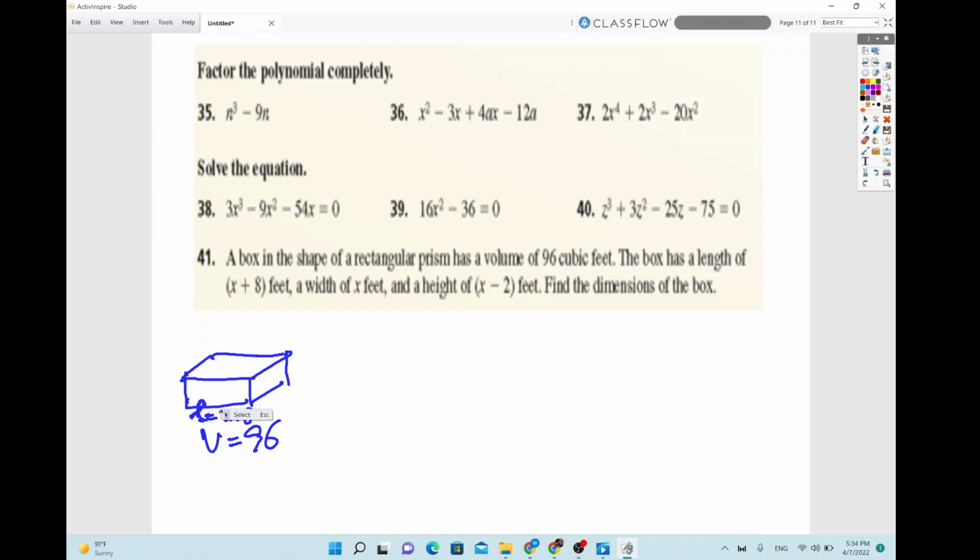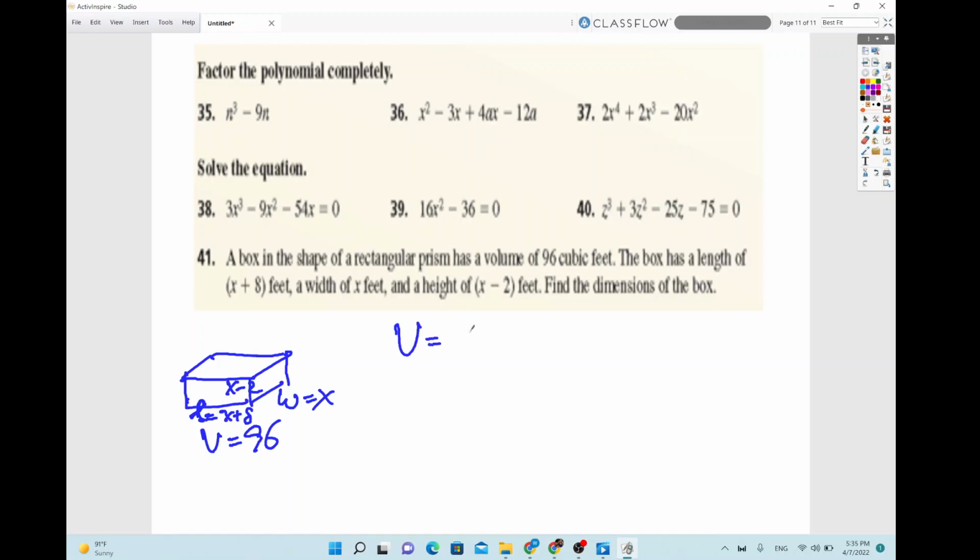So the length is x plus 8, with a width of x feet and a height of x minus 2. Find the dimensions of the box. Dimensions means we need to find the exact value of the length, the width, and the height.